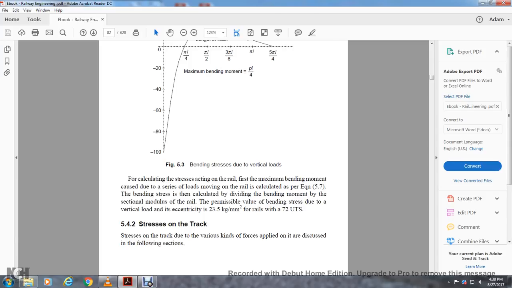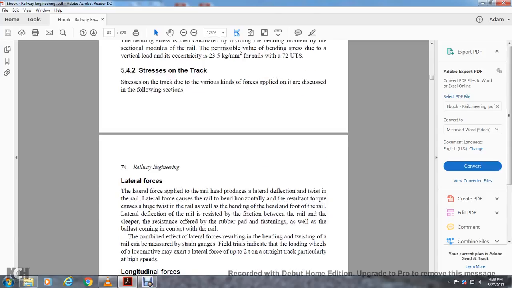The track is subjected to various kinds of forces, discussed in the following sections. Lateral force. Lateral force applied on the rail head produces lateral deflection, twisting the rail. The lateral force causes the rail to bend horizontally, resulting in torque caused by the twist of the rail as well as the bending of the head and web of the rail. Lateral deflection of the rail is resisted by the friction between the rail and the sleeper, the resistance offered by the rubber pad and fastening, as well as the ballast coming in contact with the rail.